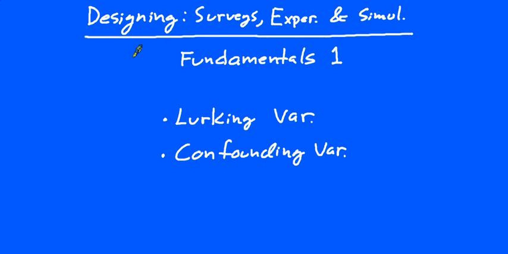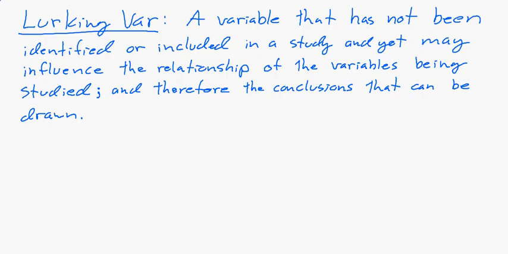And what we are going to try and do is figure out how do we have good designs of surveys, experiments, and simulations. And so this first part is the fundamentals of good design. And we're going to talk about lurking variables and confounding variables. There's going to be, I think, a couple of videos on these fundamentals. So let's jump in and see what we mean by lurking and confounding variables.